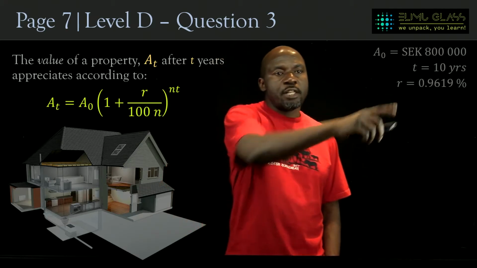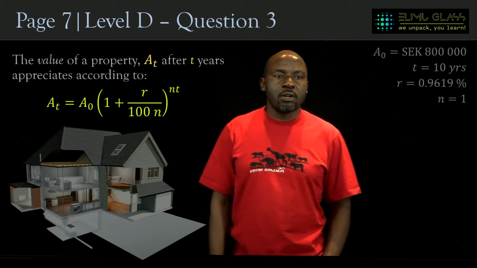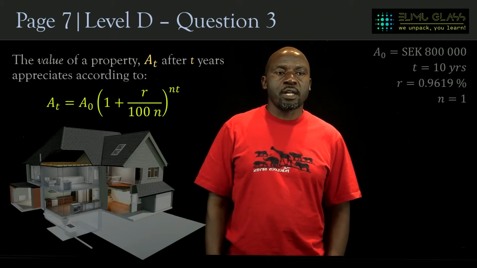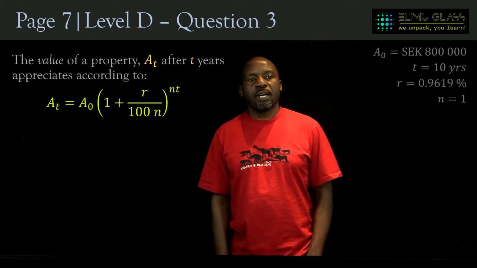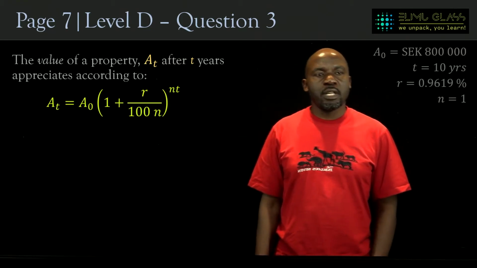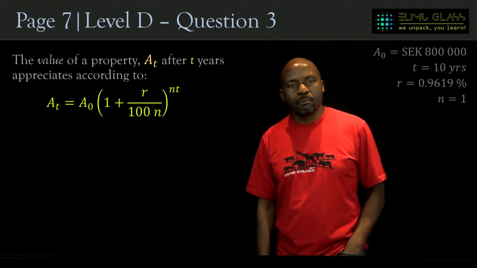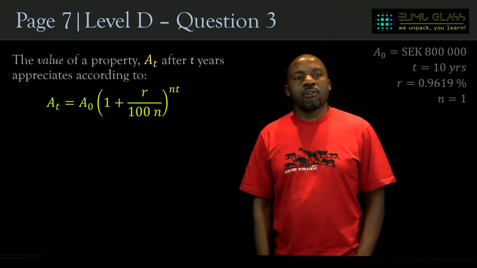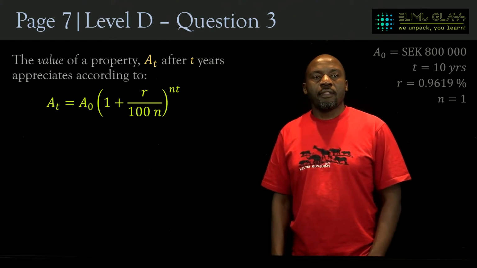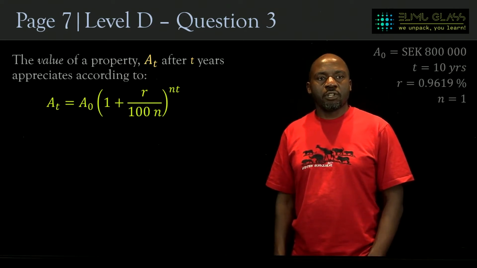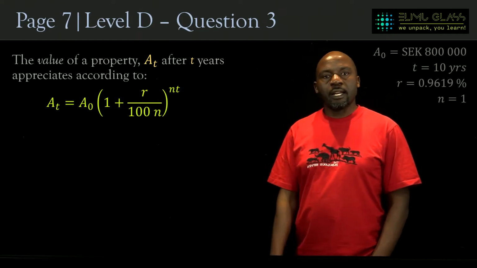The rate at which it appreciates is 0.9619 and N is equal to 1 because we are calculating the appreciation once every year. Okay, so we want to find out what the value of this property is going to be after 10 years. Well, that rate is very, very small, so we do not expect much appreciation. But of course, in real life, this rate will usually increase also. It doesn't stay constant, and therefore in real life the appreciation can be much larger. But if we assume that the rate of appreciation remains constant, then let's see the calculations.